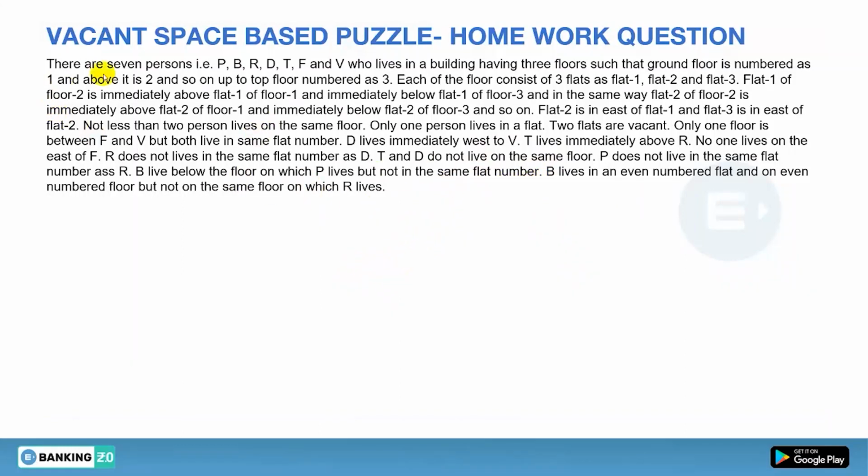Okay, so there are 7 persons that are P, B, R, T, D, T, F and B who live in a building having 3 floors such that the ground floor is numbered as 1, above it is 2 and so on up to the floor number 3. Each floor consists of 3 flats, that is flat 1, 2 and 3. Flat 1 of floor 2 is immediately above flat 1 of floor 1 and immediately below flat 1 of floor 3, and in the same way flat 2 of floor 2 is immediately above flat 2 of floor 1 and immediately below flat 2 of floor 3 and so on. Flat 2 is in the east of flat 1 and flat 3 is in the east of flat 2.